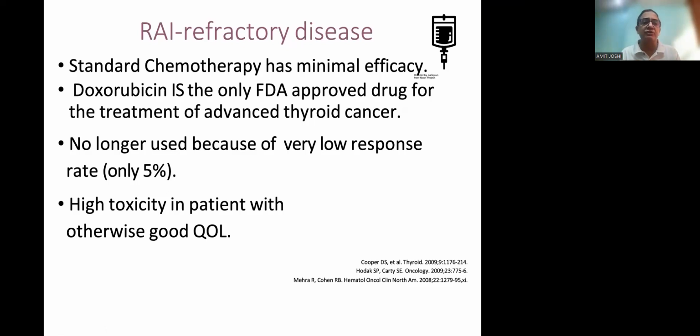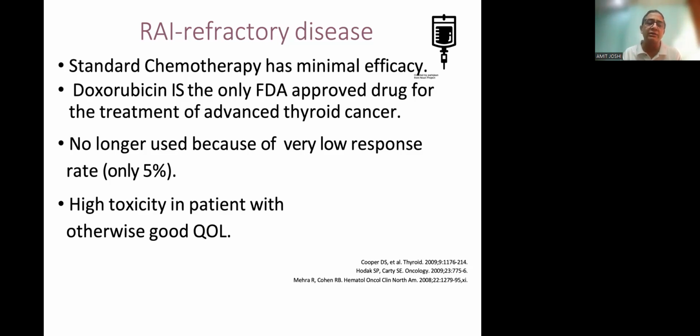Previously, 10 to 15 years back, when there was not much treatment available and patients became radioiodine refractory, either a trial of high dose vitamin A was tried to make the tumor sensitive to radioiodine again, or chemotherapy such as doxorubicin or Adriamycin was tried. It is one of the drugs FDA approved for this setting, but the response rate is very low. Less than 5% of patients respond.